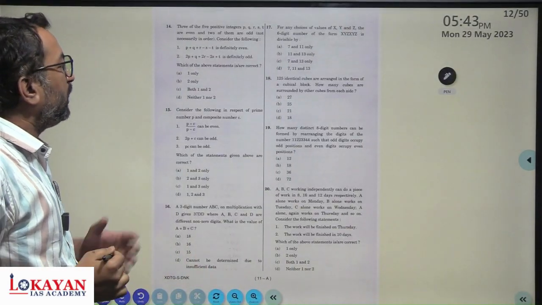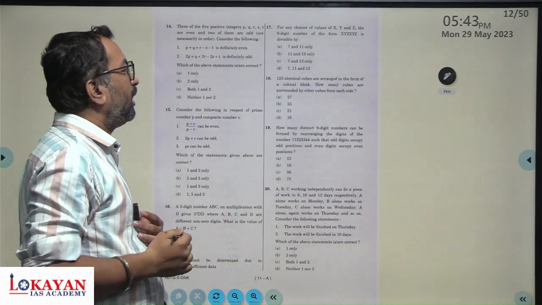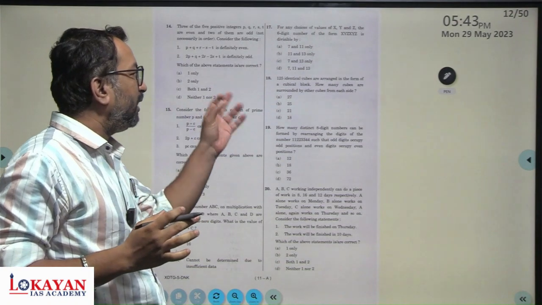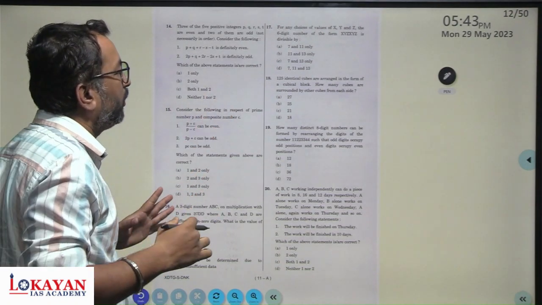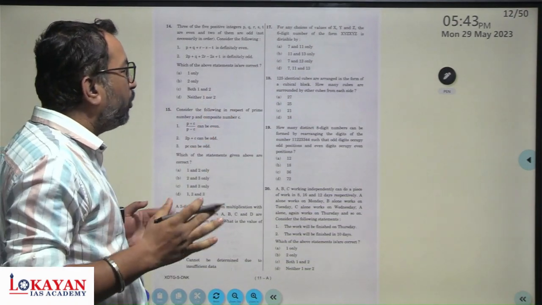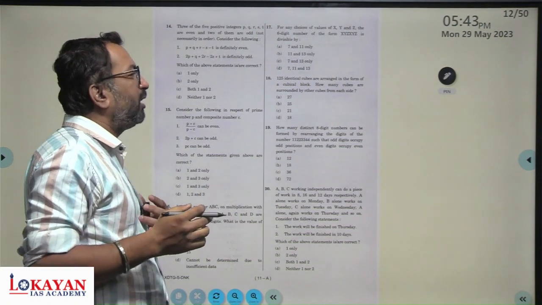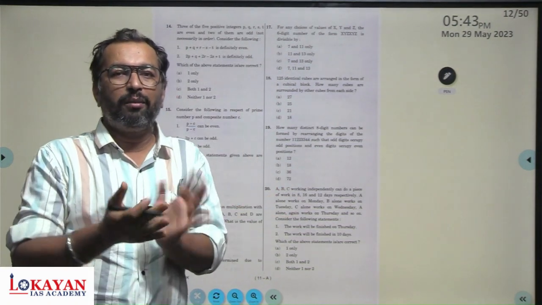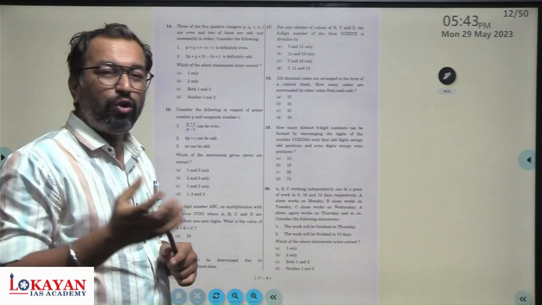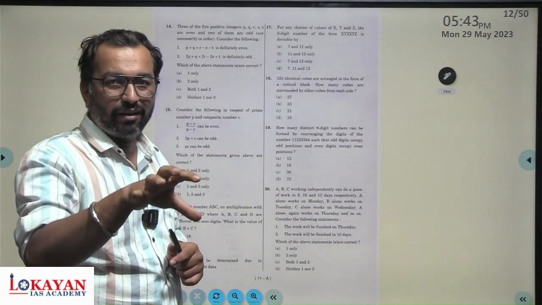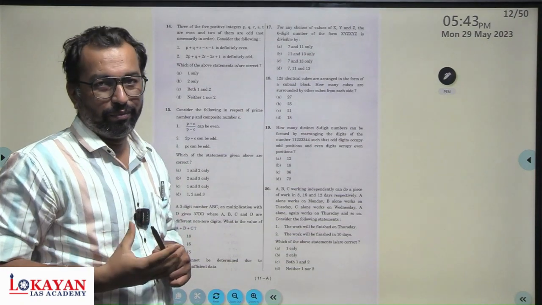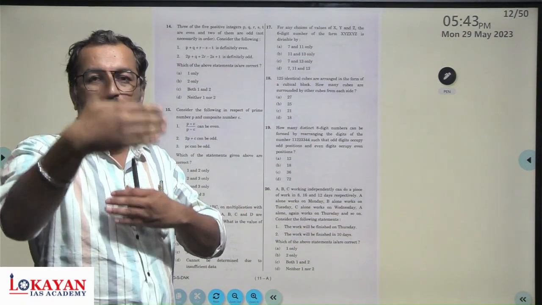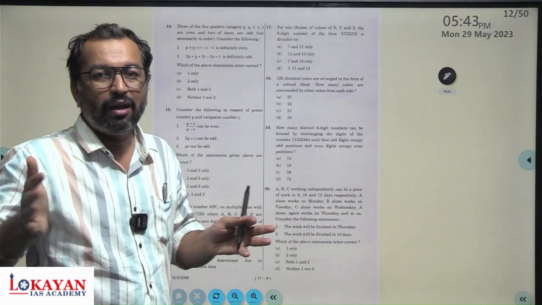Question number 18. 125 identical cubes are arranged in the form of a cubical block. How many cubes are surrounded by other cubes from each side? That means the cubes that are inside, which are not visible. We have to find those cubes that are surrounded by other cubes from all the sides, all the 6 surfaces.